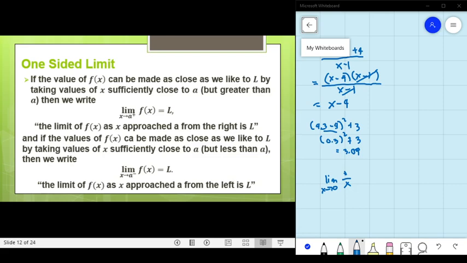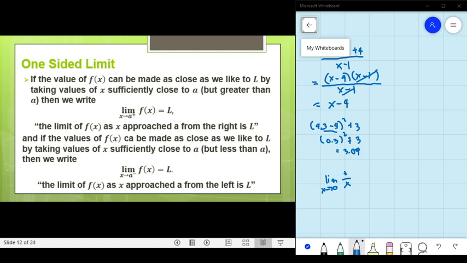So we have to specify whether from the left or from the right. In other words, for our limit L to exist, the limits from the left and from the right must both be equal to L. The value from the right and from the left must be equal. Then we can say that the limit of the function exists.